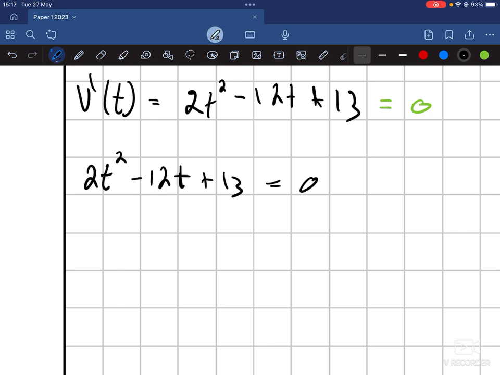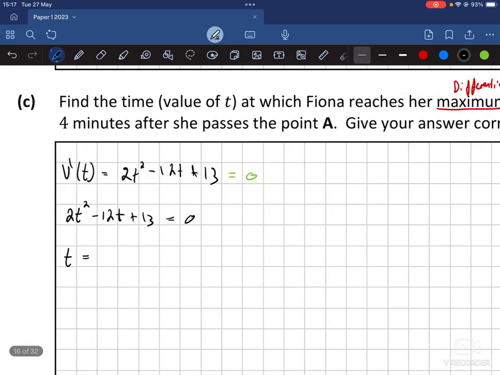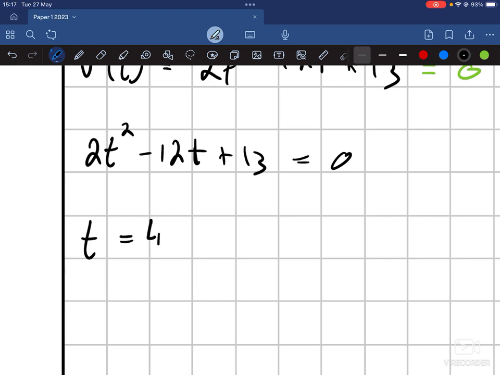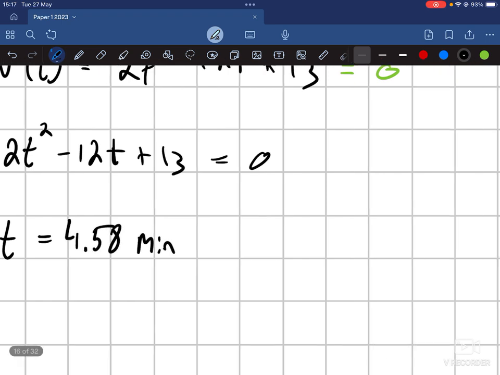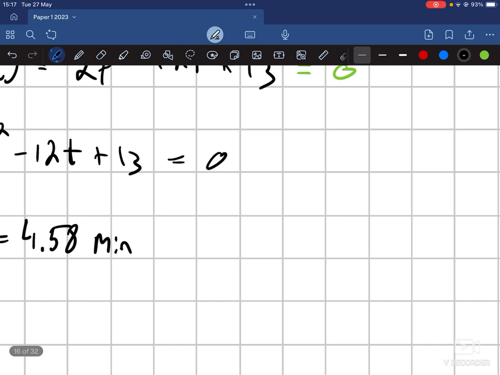It's all over 2 by 2. So you get two answers, remember? So we're going to do both of them. So we're going to get t is 4.58. Just remember that's minutes. That's the first one. And the second one, we're going to get 1.42 minutes.